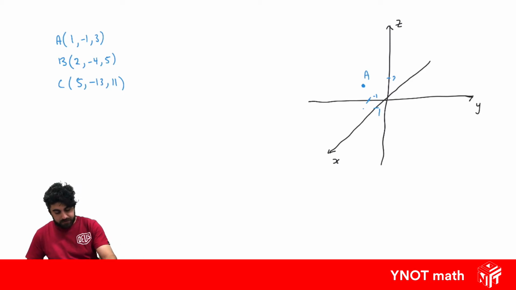B at 2, -4, and 5. So that's going to get us about there for B, and C at 5, -13, and 11. Which might get us somewhere about here.